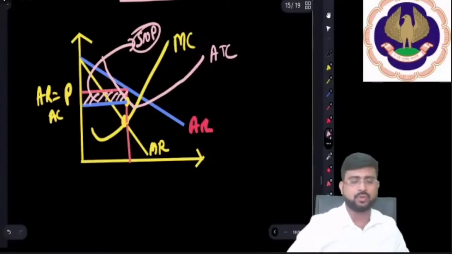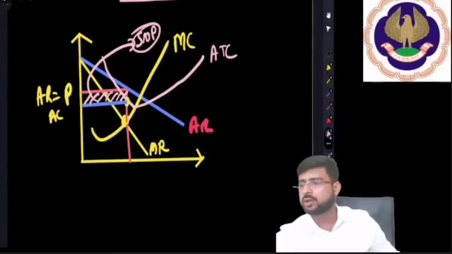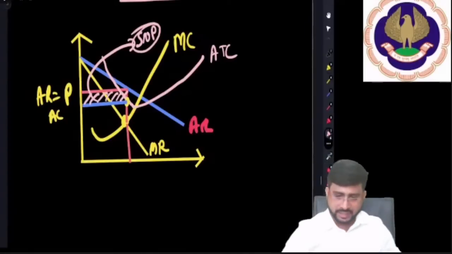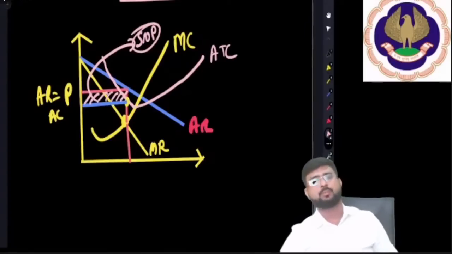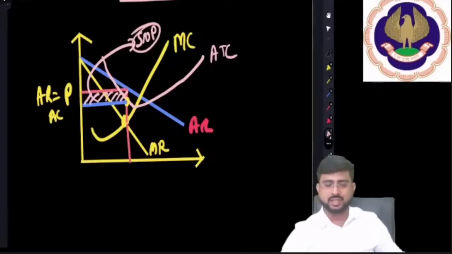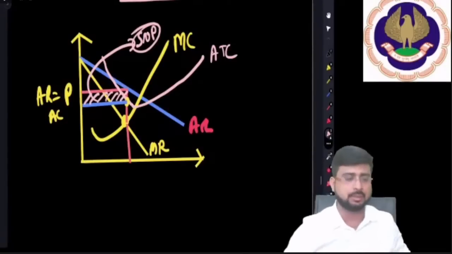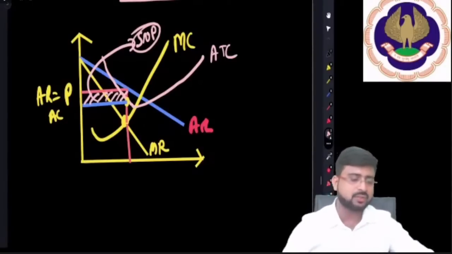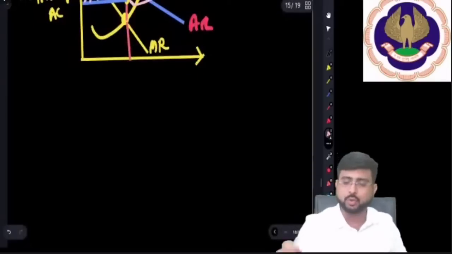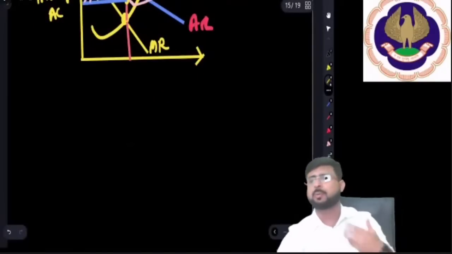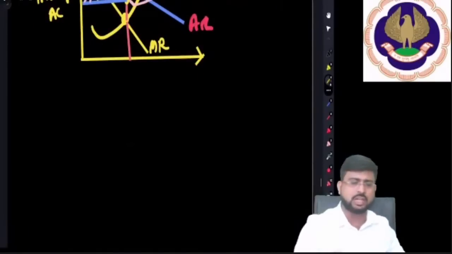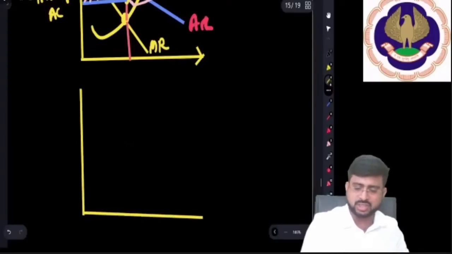Supernormal profits. Correct. Supernormal profits. So the diagram is reflecting the same thing here. Then our institute has told us to see the loss diagram. Normal profits also can be made, but the diagram was not that important. But you see the losses case here.